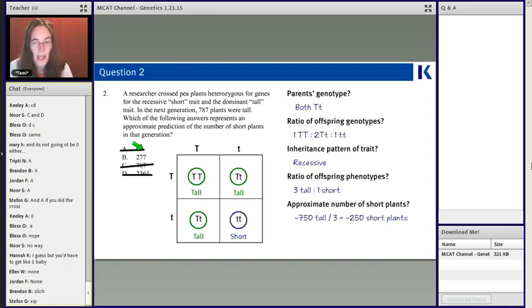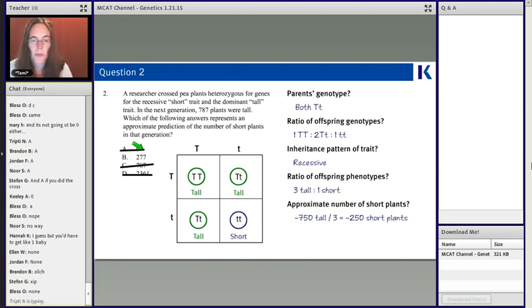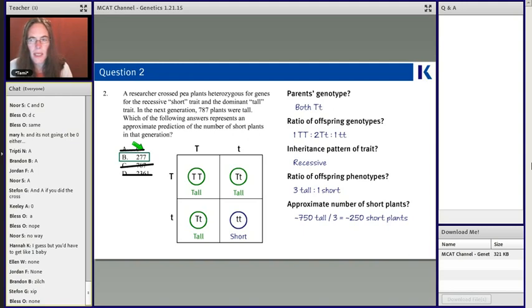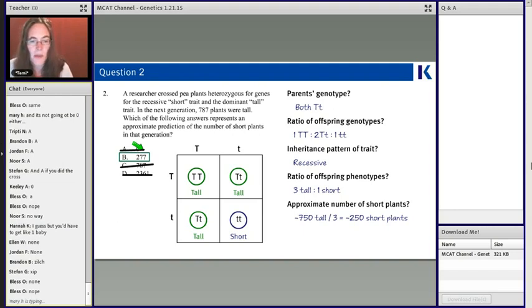If I did need to do math, the approximate number of short plants is 1/3 of the tall plants. So notice 787, I'm rounding it down to 750 because 750 divided by 3 is easy. So I should have somewhere around 250 short plants. If I did do the math, that's how I would do it. Do I have to do the math? Nope. I didn't need to. Be very clever on test day. Use those critical thinking skills that you are learning from your teachers so that you don't have to waste the time to do the math here.